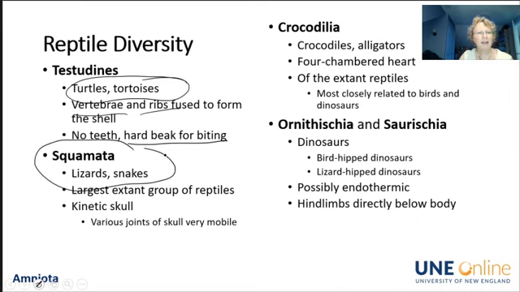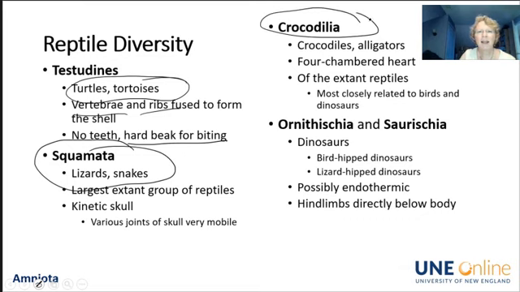Squamata are the lizards and snakes. They are the largest, most diverse group of the extant, the living reptiles. They have some interesting adaptations in their skeleton, particularly what is called a kinetic skull, which has multiple jaw joints, making that skull very mobile. Think of a snake and its ability to open up that jaw and swallow its prey.